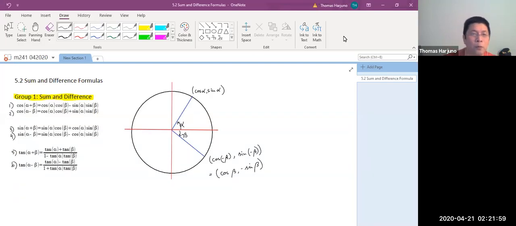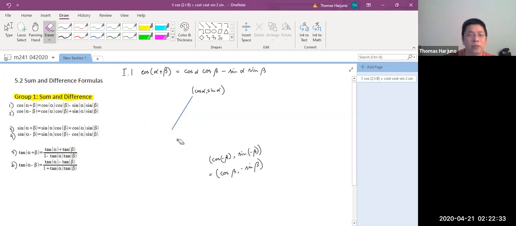Now we will prove this formula, starting from the first one. The first one is the hardest one to prove. Okay, so I will prove formula 1, which is cosine of alpha plus beta equals cosine alpha cosine beta minus sine alpha sine beta. Okay, that's what we will prove.